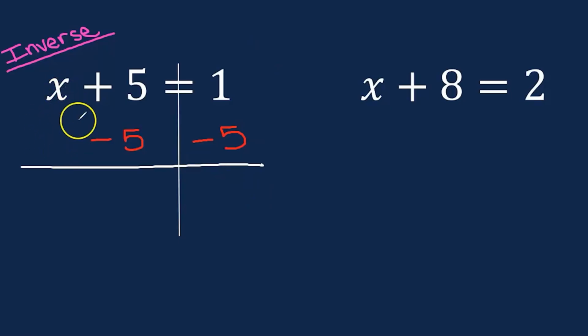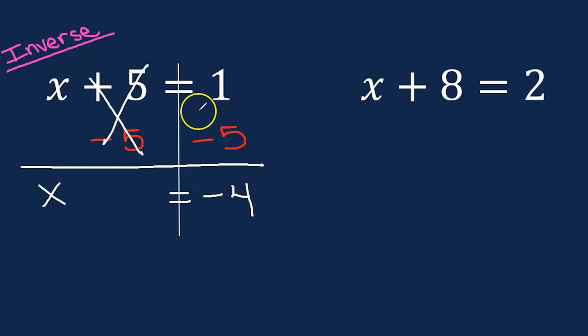X plus nothing is x. So we're just adding this way, the way we would if we were just doing addition. A positive 5 and a negative 5 cancel each other out. The equal sign is always in the center of our scale, our balance. And here's where we're going to start to work with negative numbers. So 1 minus 5, so it's a small number minus a bigger number. 1 minus 5 leaves negative 4.